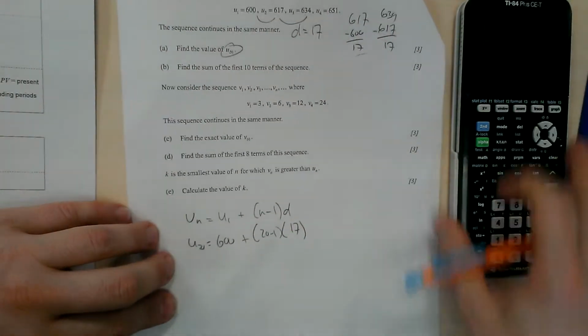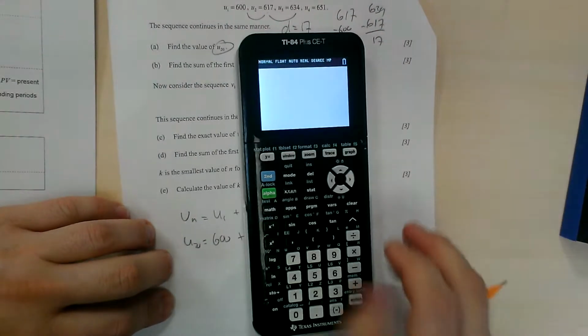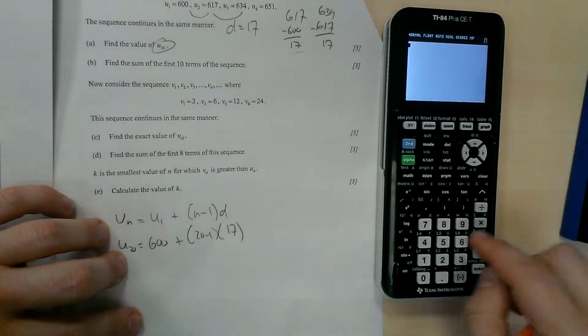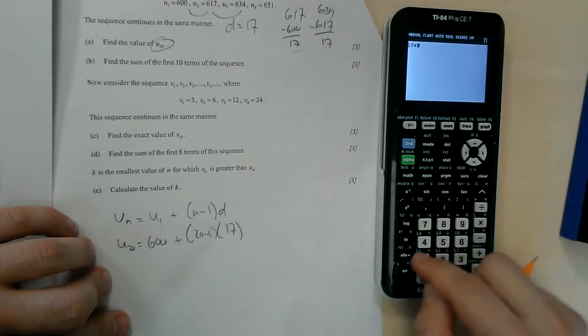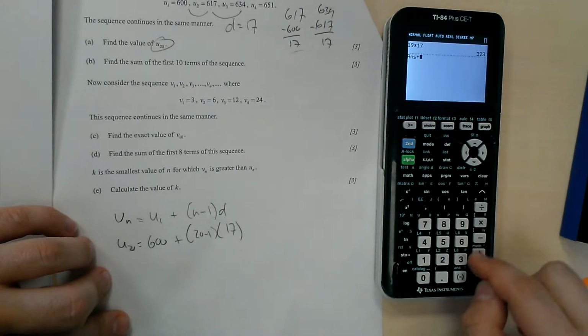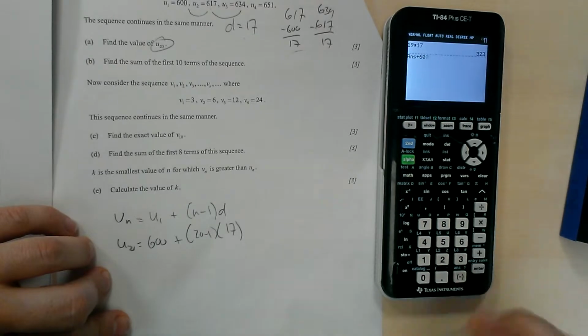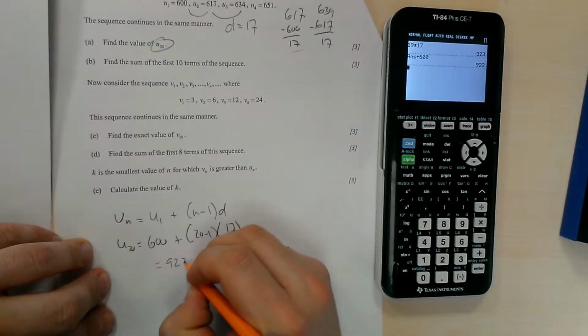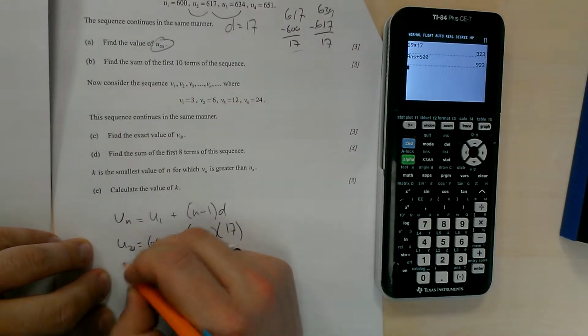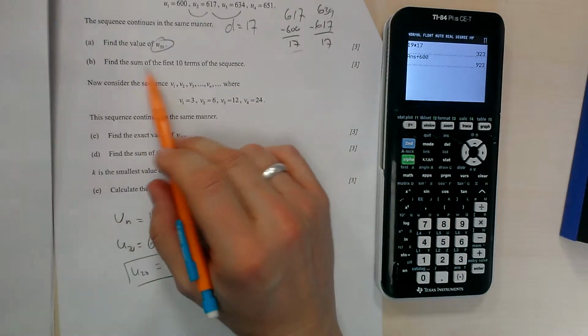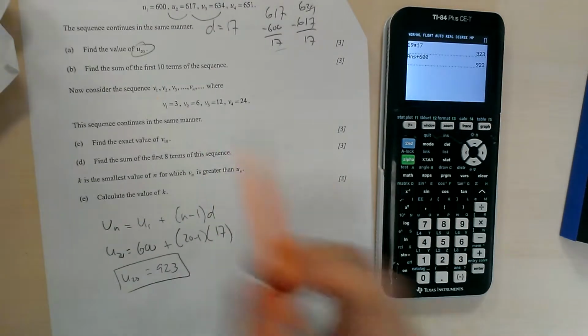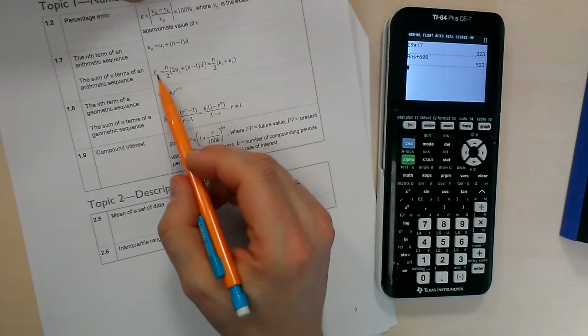So go ahead and plug that into our calculator. 19 times 17 plus 600, and we get 923. And that's our answer to the first part. It then says what is the sum of the first 10 numbers in the sequence, or first 10 terms in the sequence.